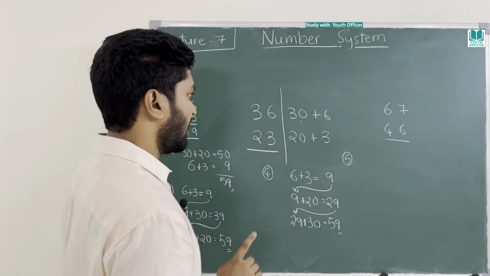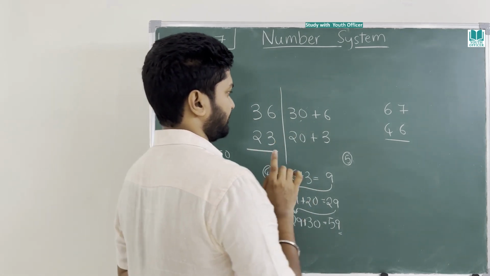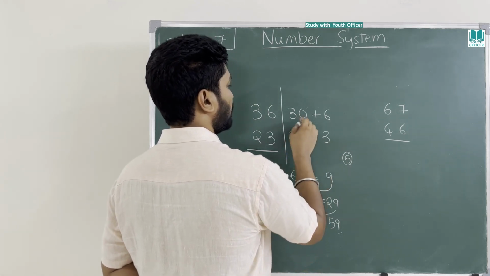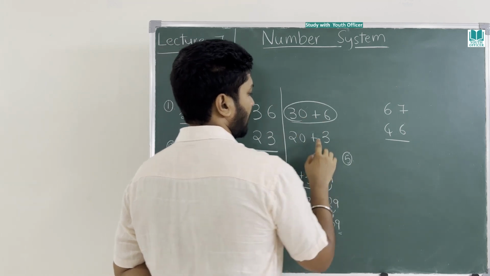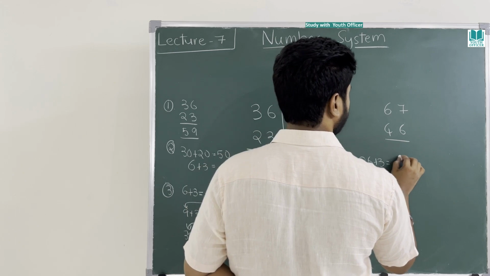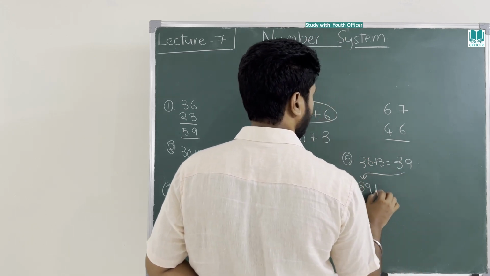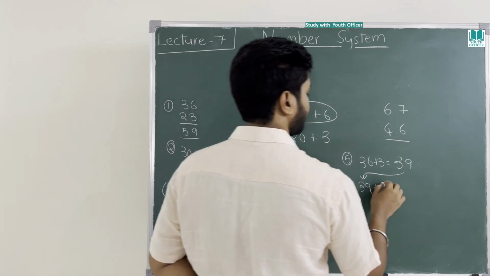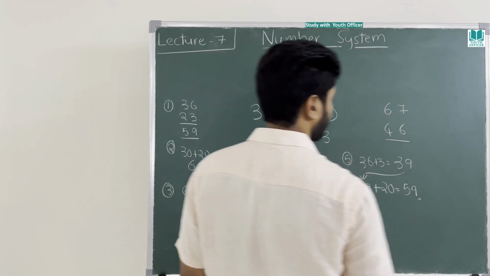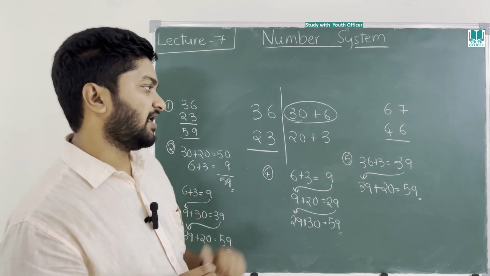Now, I will not add 6 plus 3 first. I'll just directly add this 3 to the whole 36. How much will that become? 36 plus 3. How much is this? 39. I'll take this 39. How much is left here? 20. Add this. This will become 59. See the steps how they are reducing.